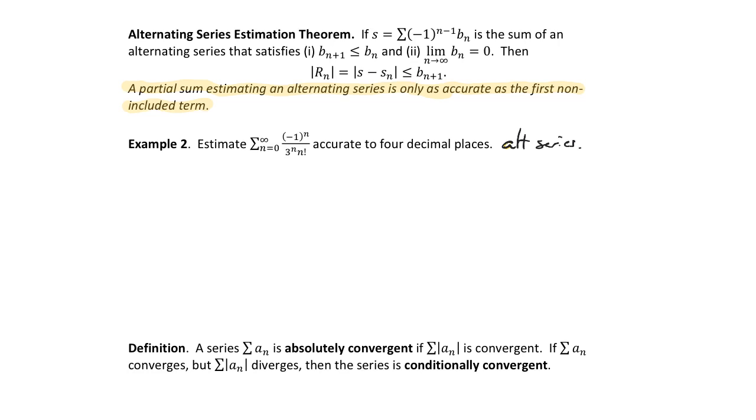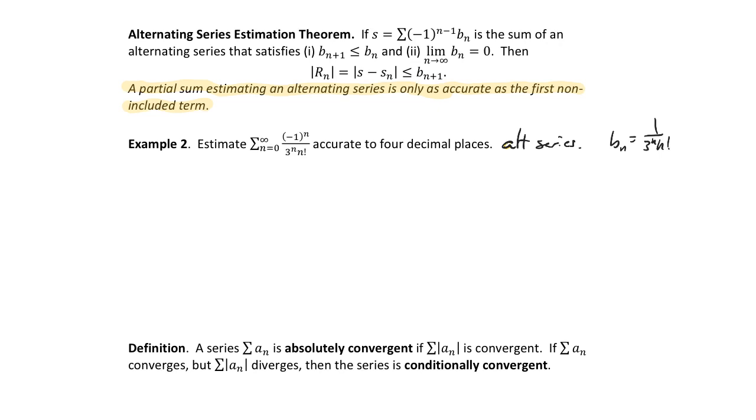Not only is it an alternating series, but the terms are going to go to 0, so b sub n would be 1 over 3 to the nth times n factorial. Certainly that denominator gets large really fast. Large, fast, and the terms will go to 0, and they're decreasing. So it does converge by the alternating series test.